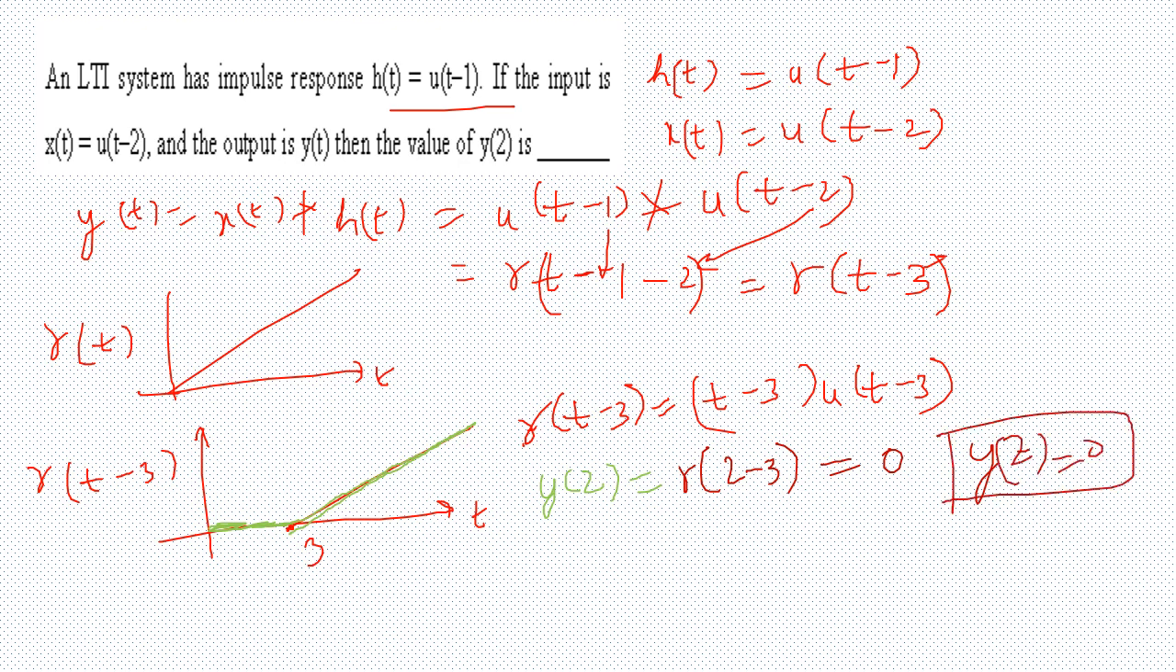So this is one way of solving this question, apart from the Laplace transform. This is another way where the property of convolution can be used to find the response of the system. So the answer is y of 2 equals 0.